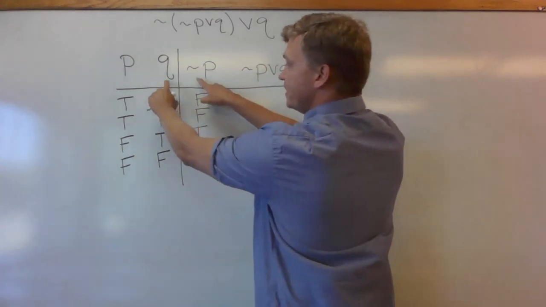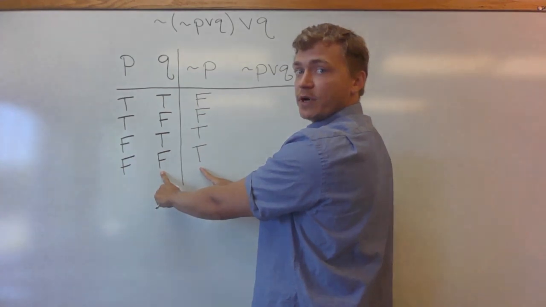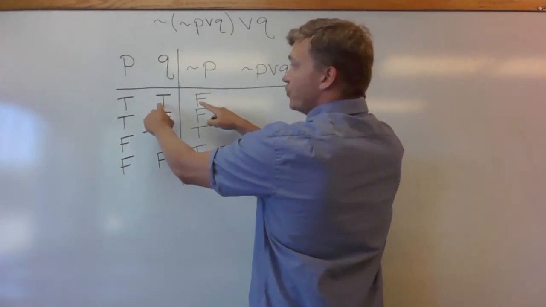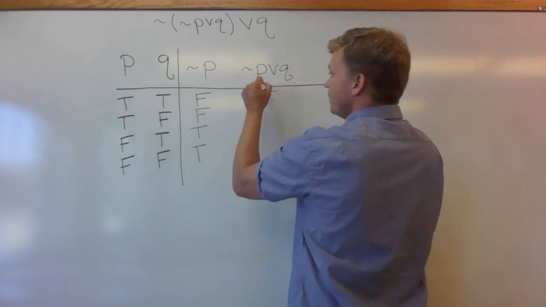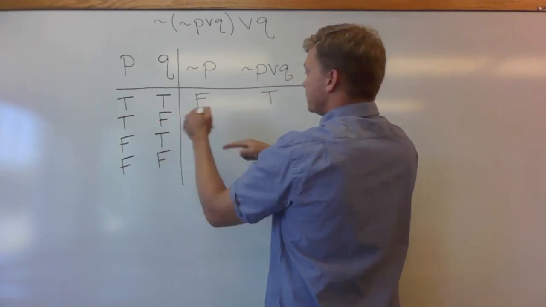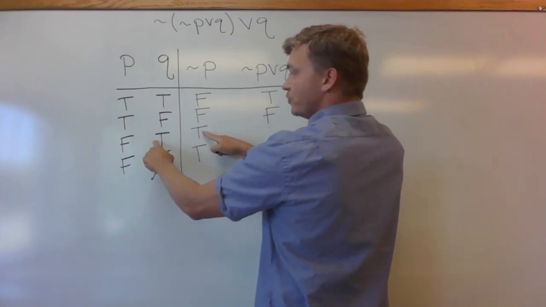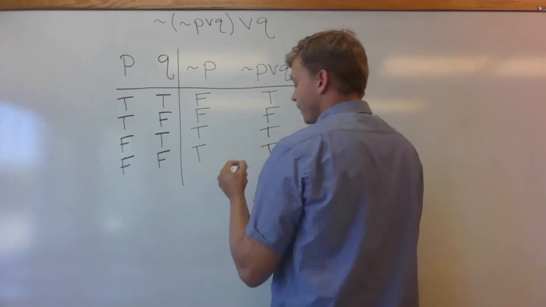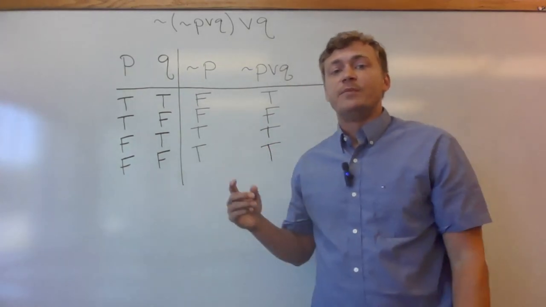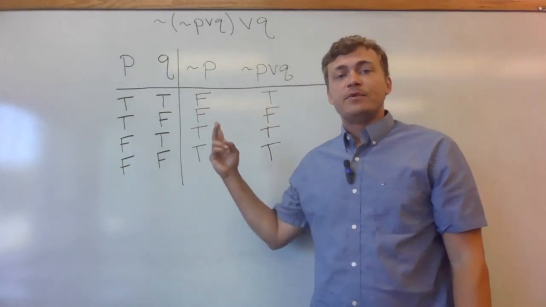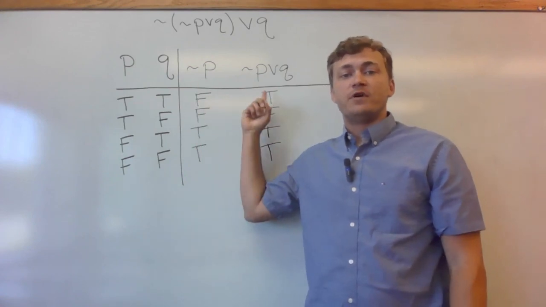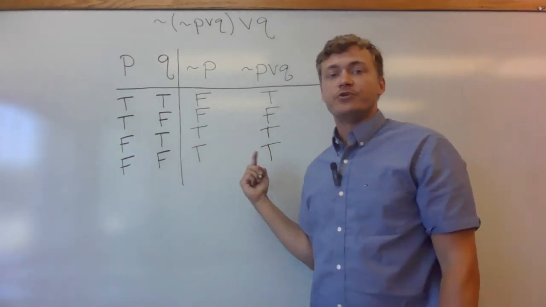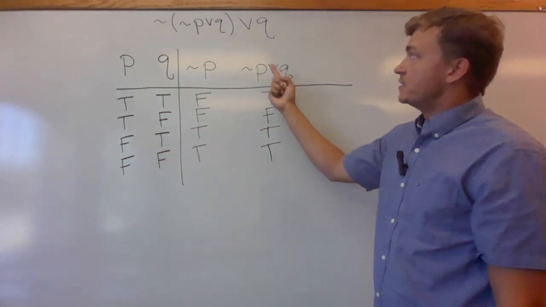Now we're looking at these two columns, not P and Q. What does the or connective give us? True or false is true. False or false is false. True or true is true. False or true is true. Remember that the or connective is going to be true every single time except when both are false. So we have this column.